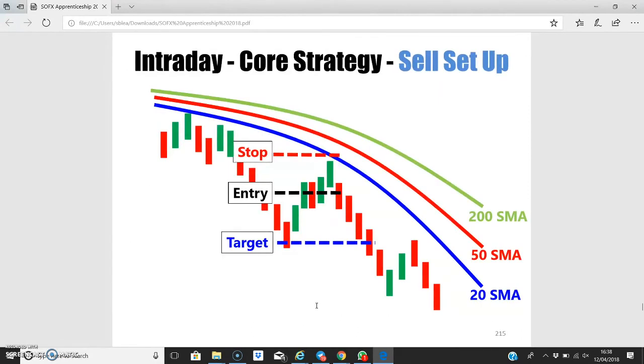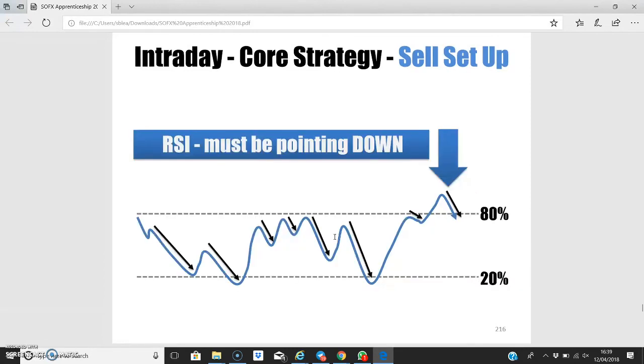Intraday core strategy, a sell setup. 200, 50, 20 moving average. Entry here. Stop above, target below. Sell setup. RSI must be pointing down.